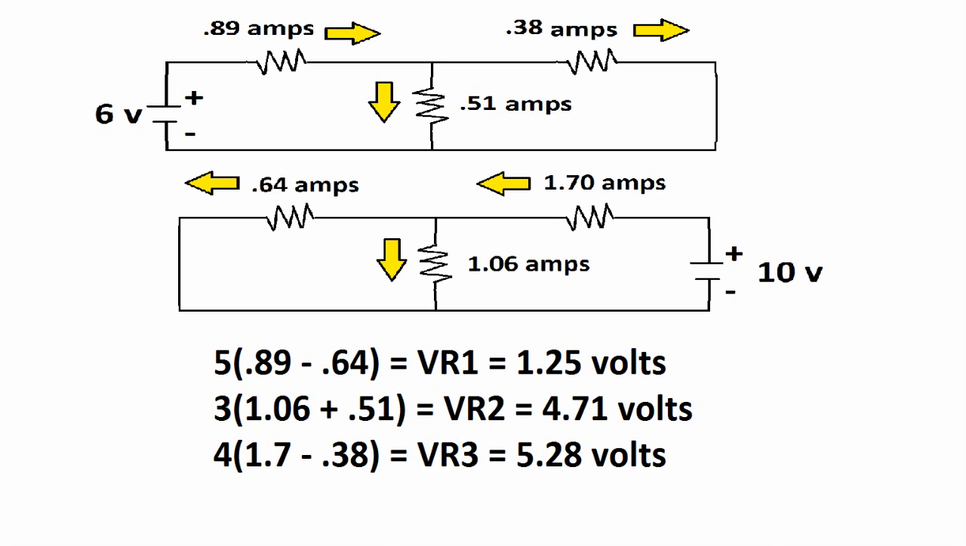Then using the same process and adding or subtracting depending on which direction the currents are going, I got for the voltage of resistor 2, 4.71 volts, and the voltage of resistor 3, 5.28 volts.